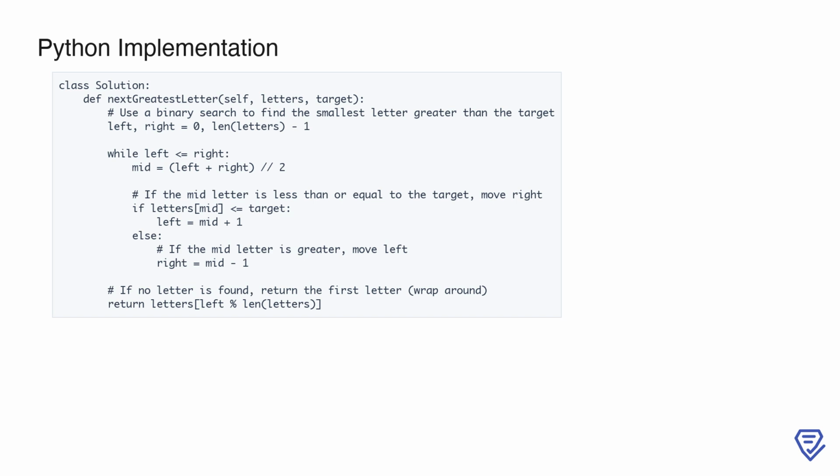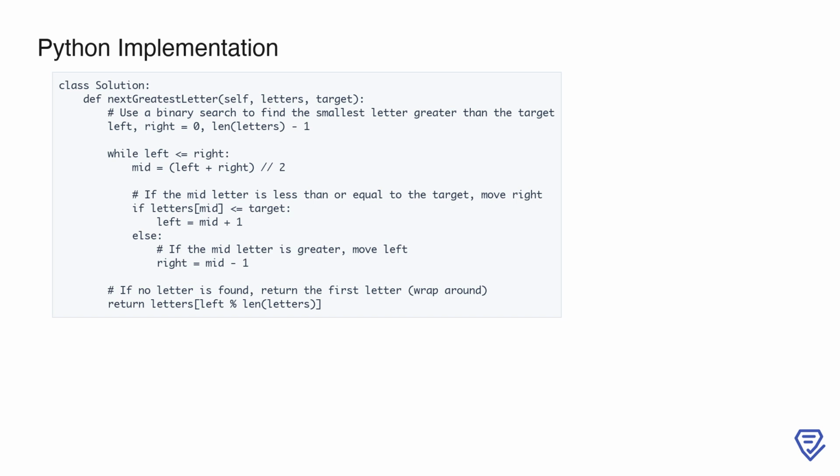4. Wraparound handling. After the loop concludes, the left pointer will point to the smallest character greater than the target, if it exists. If left exceeds the length of the array, the modulus operator % ensures the search wraps around to the start of the array. 5. Return value. The function returns the character at the index left % len(letters).